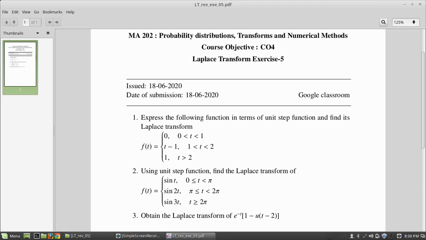Here are some exercise questions based on unit step function. Try all these and upload your answers to Google Classroom.